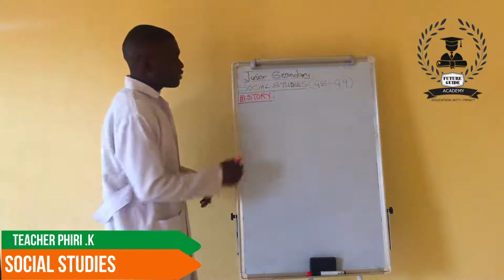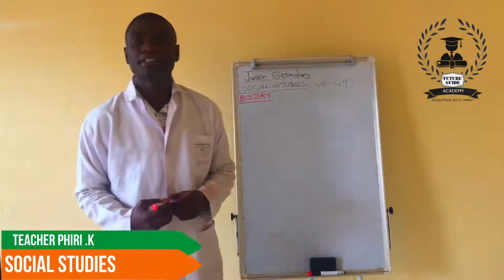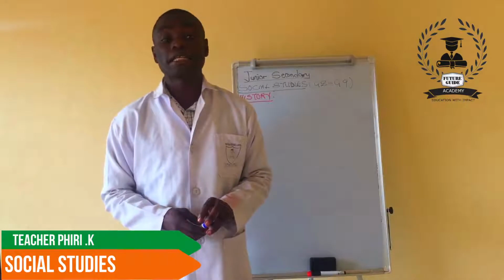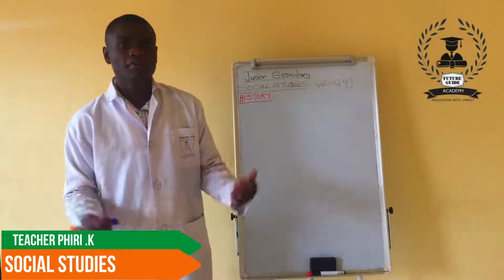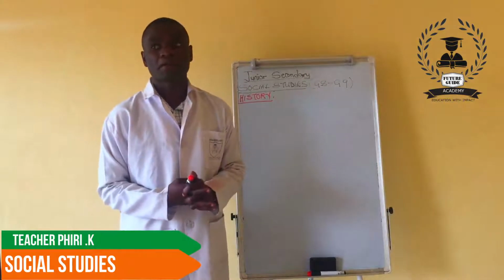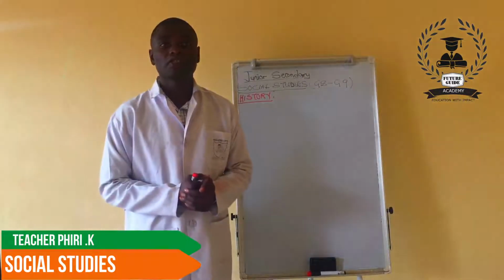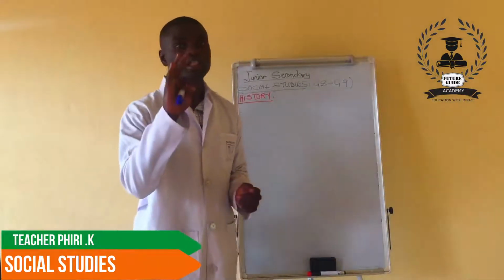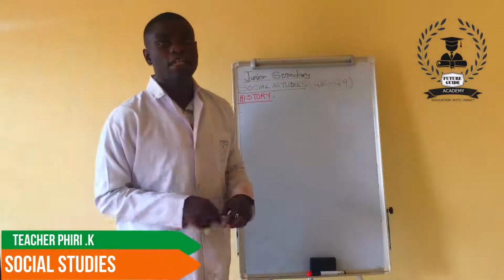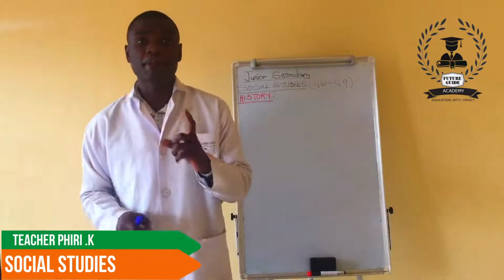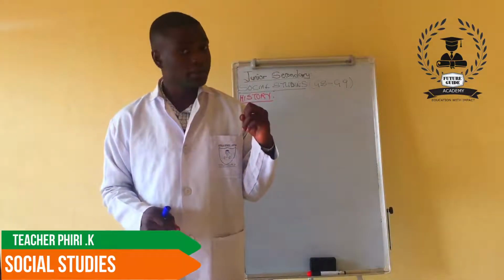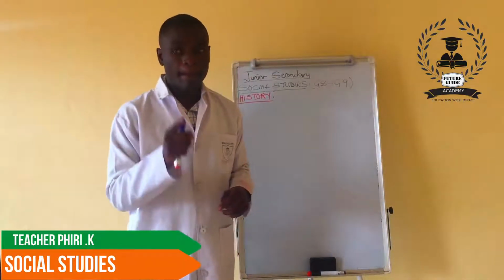Now, as we begin, the first thing we are supposed to do is define what history is, and thereafter we are going to continue. Now, how best can we define history? There are a number of definitions that we are going to come across, but we are only going to focus on 3. The first one, we are saying history is simply the study of the past. That's the simplest one, not so. The study of the past.